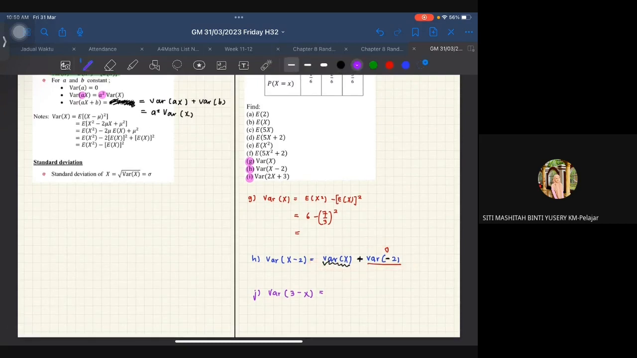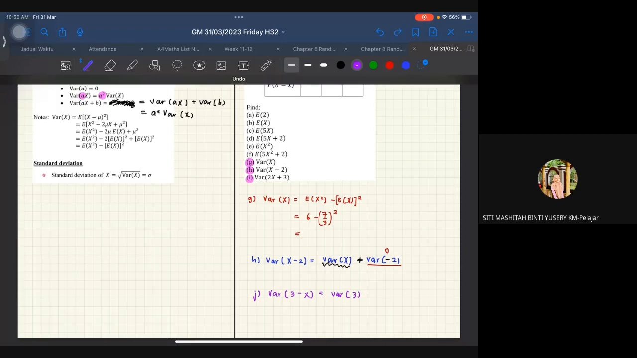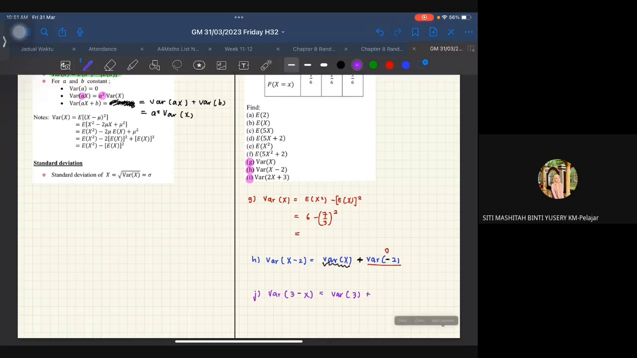Maksudnya saya akan tulis dulu var 3. Let's open the bracket first. var 3. And then saya letak tambah, bukan tolak. Just put at over here. And then I do it var negative X. So the negative will follow me into the bracket. Okay, so untuk yang ini, var 3 awak dapat 0. This one dah mati, dapat 0.